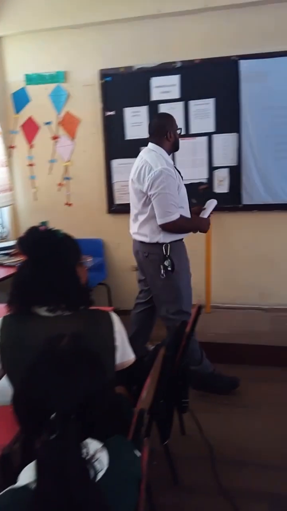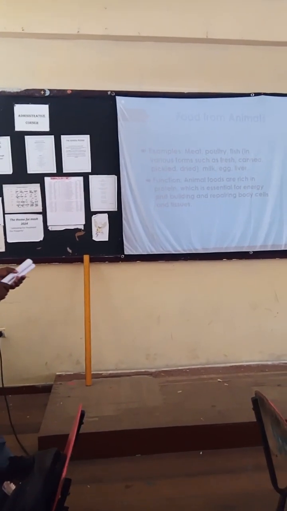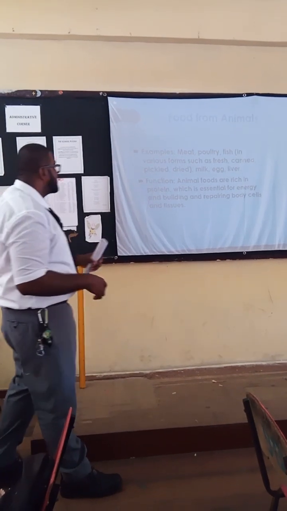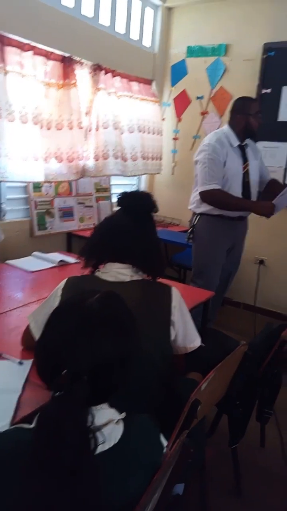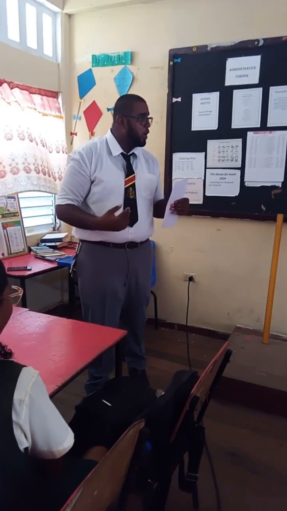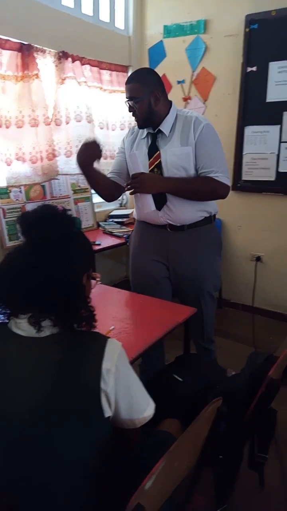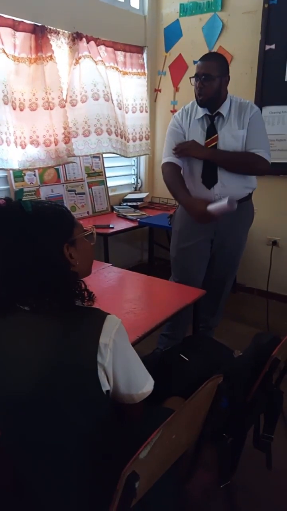So the function is that animal foods are rich in protein, which is essential for energy and are the building blocks for repairing bodily cells and tissues. So, for example, when you're working out and you lift weights, the muscles rip and tear as we lift weights. So, by eating protein, it helps to repair our muscle tissues. That is why, when you work out and lift weights, you gain muscle. And most times you feel the next day our muscles are sore, it's hurting, isn't that so?